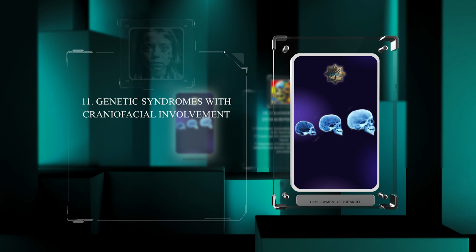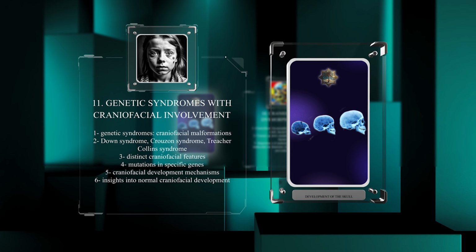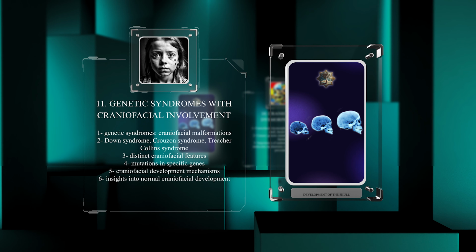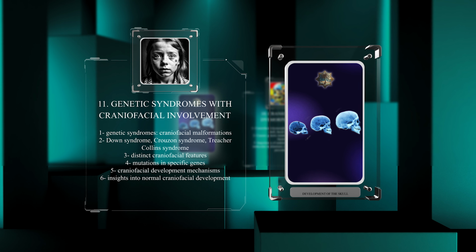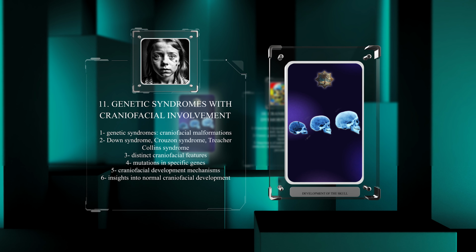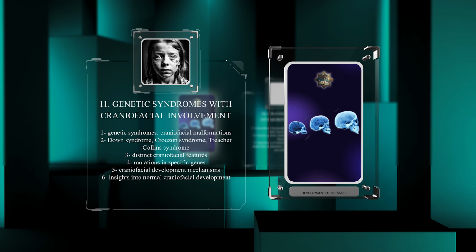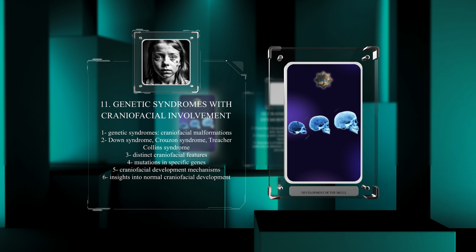Numerous genetic syndromes are associated with craniofacial malformations, including Down syndrome, Crouzon syndrome, and Treacher-Collins syndrome. Each syndrome is characterized by distinct craniofacial features and is caused by mutations in specific genes involved in craniofacial development. Exploring the underlying mechanisms behind these syndromes provides insights into normal craniofacial development.